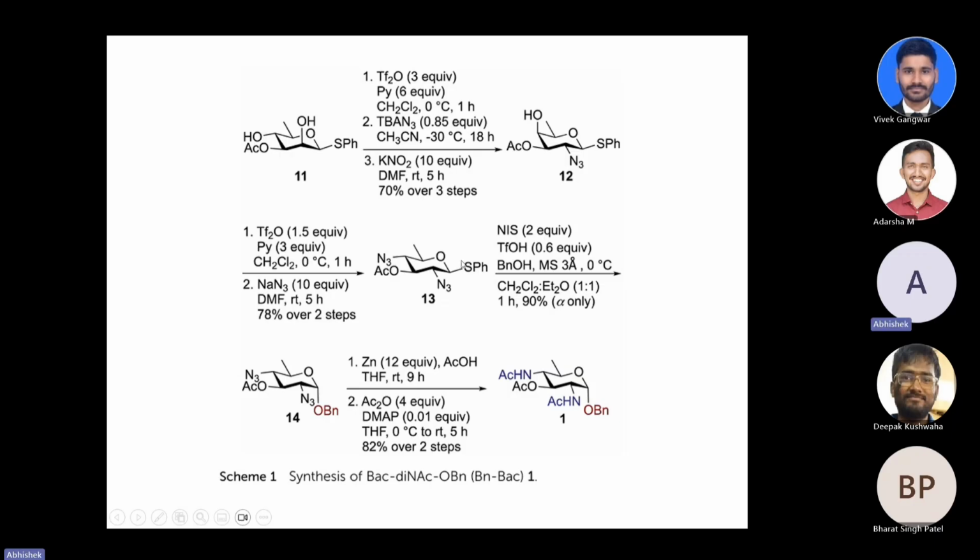Then this thioglycoside is converted into hemiacetal, and this thioglycoside is activated by NIS and did the glycosylation, taking benzyl alcohol as an acceptor, to form this 14 compound, and further it is going to be reduced by zinc and protected by acetic anhydride.